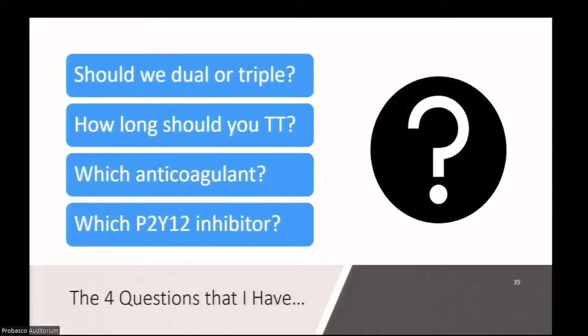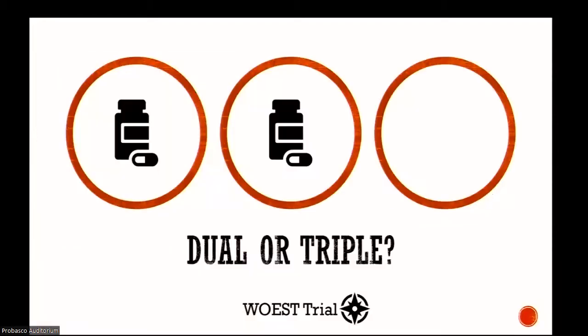So I have 4 questions, basically. Should we use triple therapy or dual therapy? How long should we use triple therapy? Which anticoagulation should we use in patients with AFib undergoing PCI? And which P2Y12 inhibitor should be used in a triple therapy situation? So do we dual or do we triple?